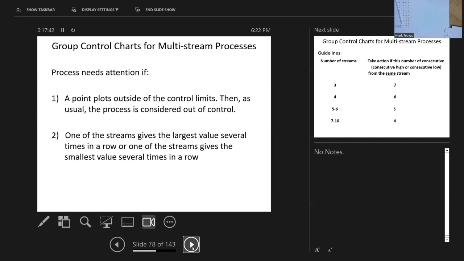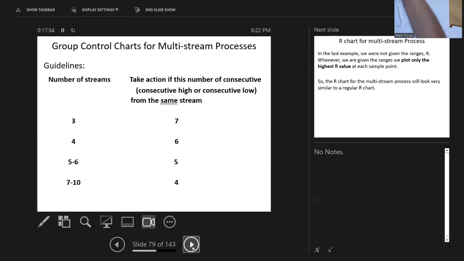The other time when there might be a problem is if one of the streams gives the largest value several times in a row, or one of the streams gives the smallest value several times in a row. So we have to keep track of that. And these are the guidelines: if you have only 3 streams, then you don't have to worry about anything until one of the streams has 7 times in a row where it's either the highest or the lowest, not mixed.